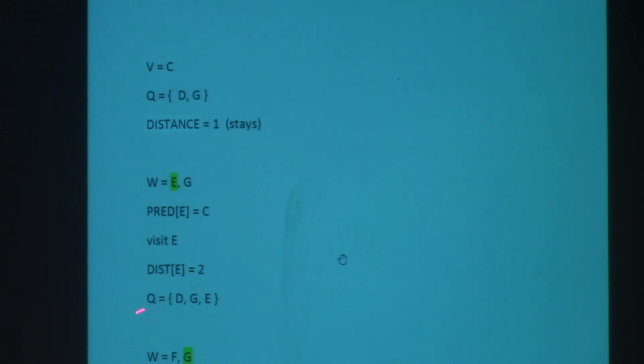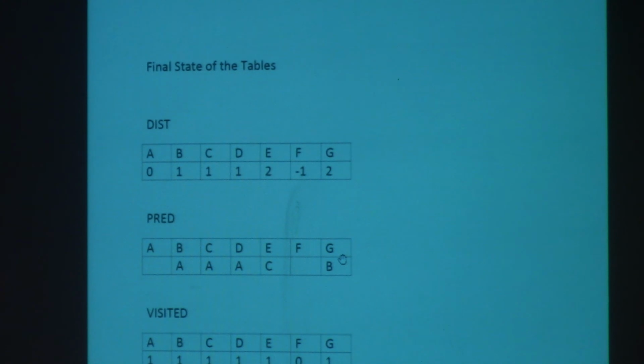Now, what do we do next? C comes in, D and G. So what's going to happen here? Oh, sorry, E and G. So we did E. What about G? G's already been visited, right? So that means we finish the 2 iterations here, and as we go up here, destination not visited now is false. We drop out of the loop, and that's the final state of the tables.